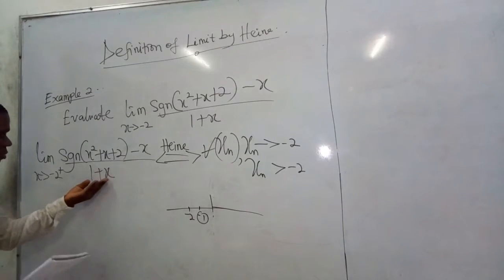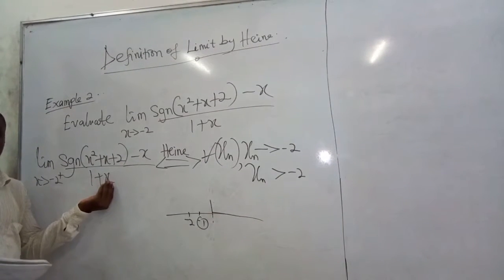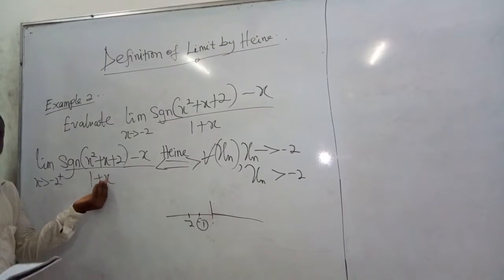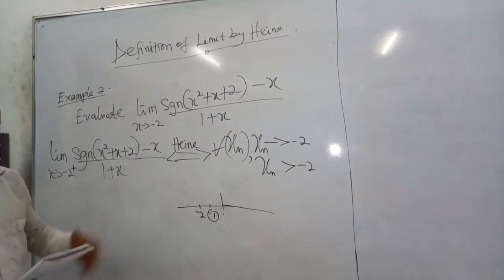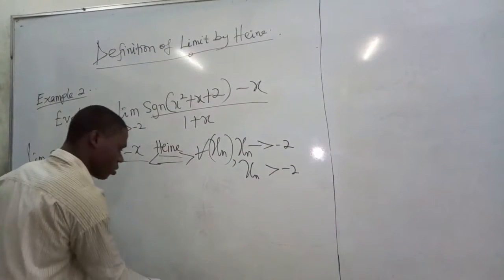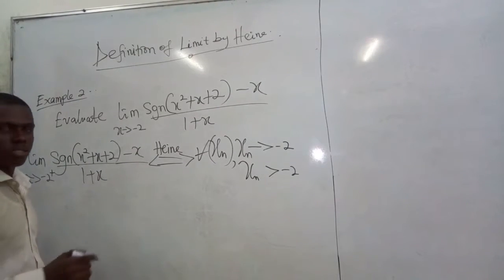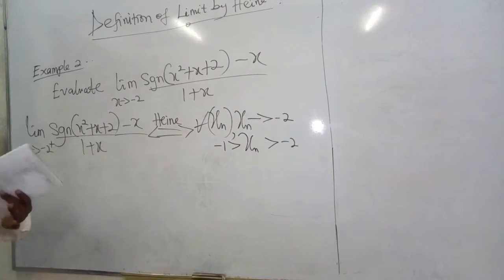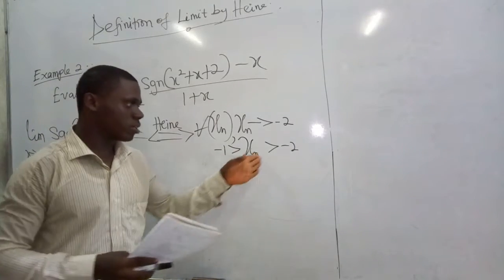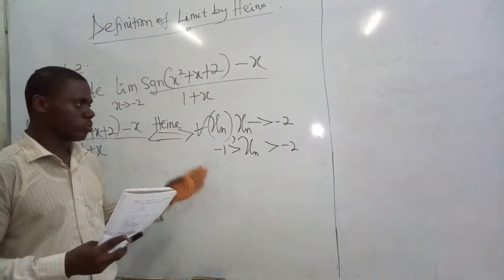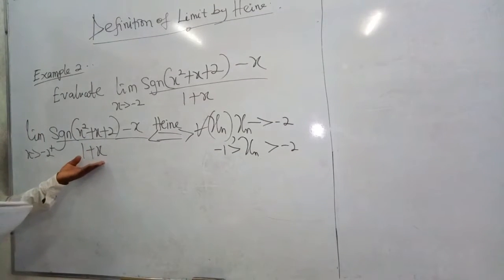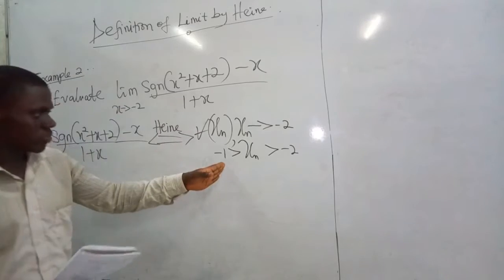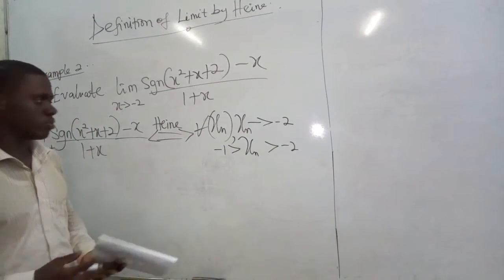But the function we have here has denominator 1 plus x. So in the event that x becomes negative 1, you can guess what will happen: the denominator becomes 0, and we'll be approaching what we refer to as undefined. To avoid that, we close the interval on negative 1, so that xn is less than negative 1. We are just considering values between negative 2 and negative 1, with negative 1 not included, to avoid getting undefined.